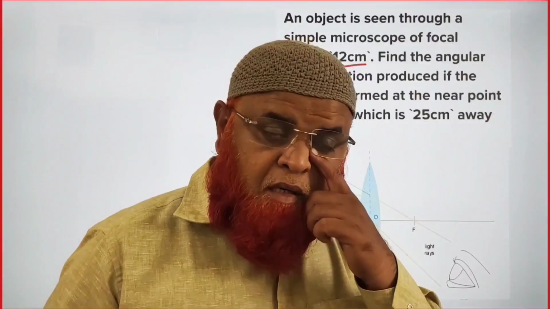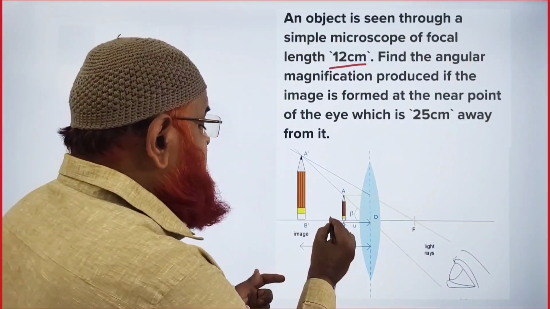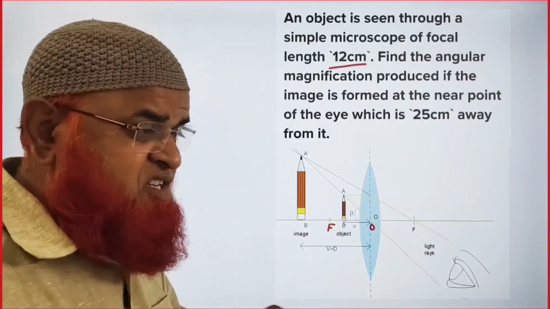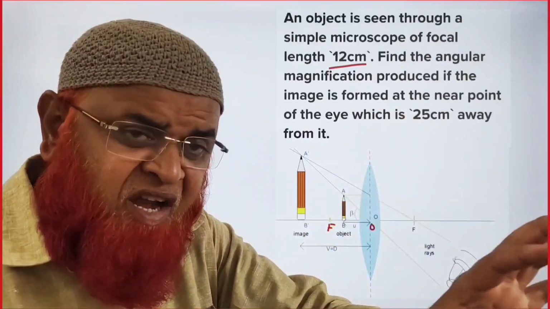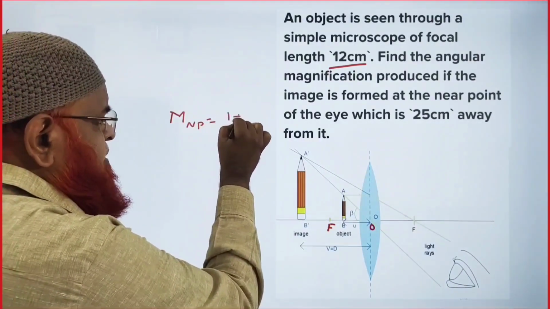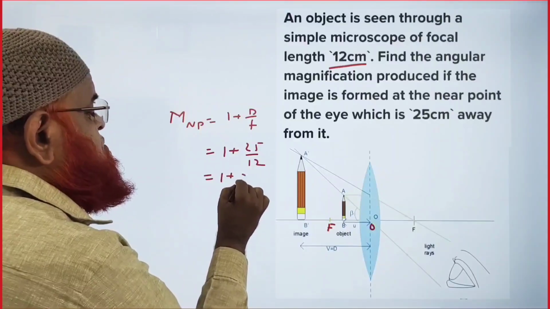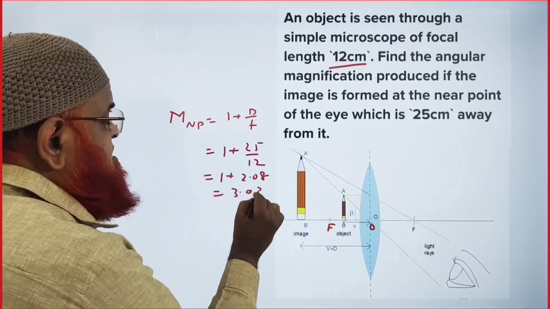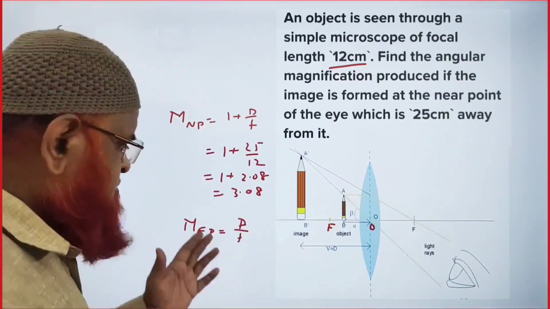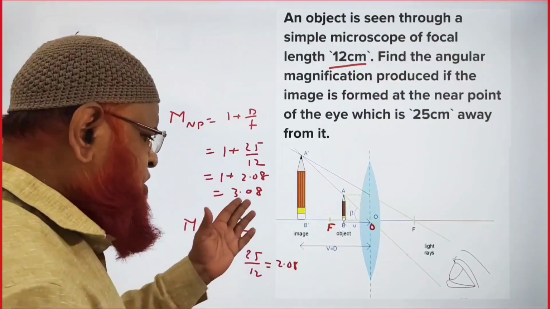Is it clear? Understood? Dear NEET and JEE mains aspirants, this is a problem of a simple microscope in which the object is kept between the principal focus and optic center. Then the final image is on the same side, which is a virtual and magnified image. He is asking us to find the magnification at near point and far point. Magnification at near point is 1 plus D by F, that is 1 plus 25 by 12, which is 1 plus 2.08, nothing but 3.08. For the far point, the formula is just D by F, which is 25 by 12, which is 2.08. There are no units for magnification.